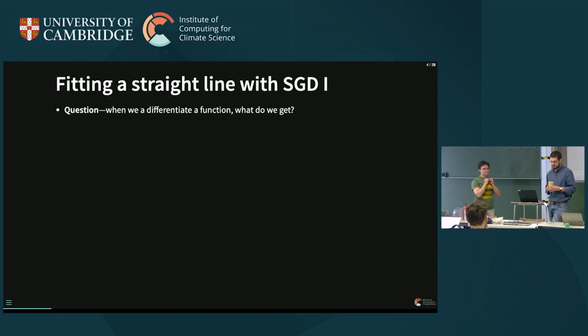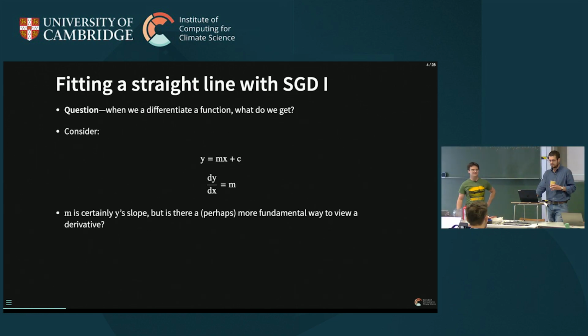So we'll start with the question. If I differentiate a function, what do I get? Anyone? No? So what does it tell me? Another function, yeah, that's true. What does the derivative tell you? Yeah, so obviously if I differentiate a straight line, I get m.